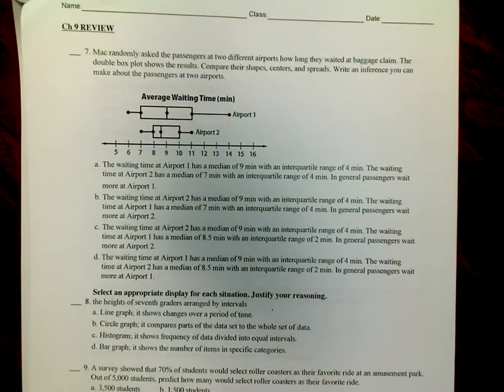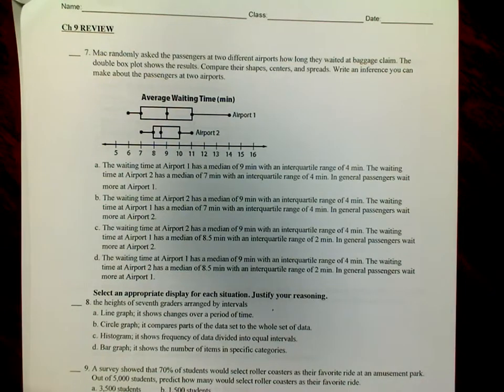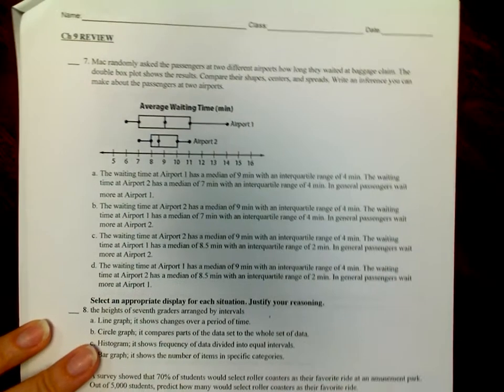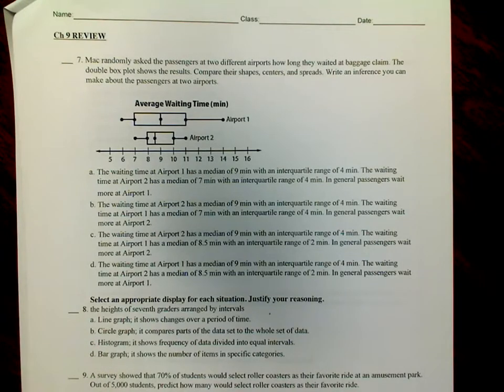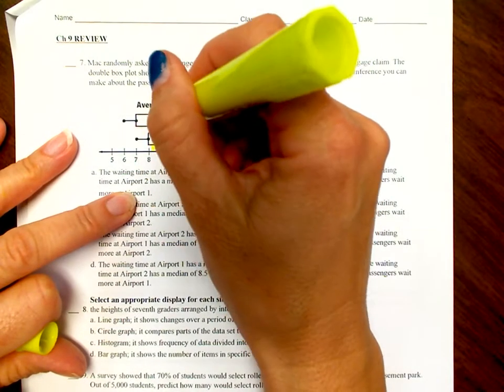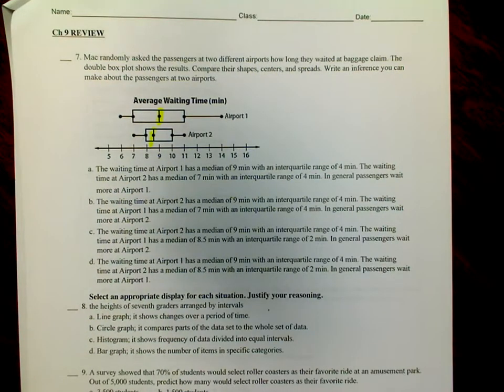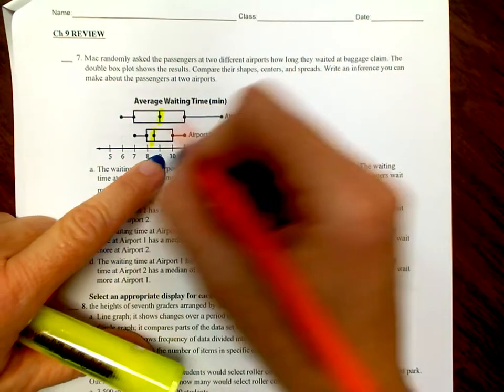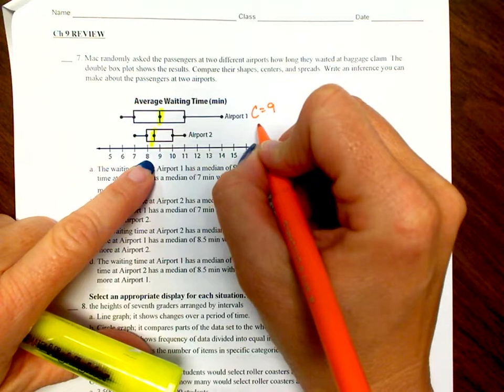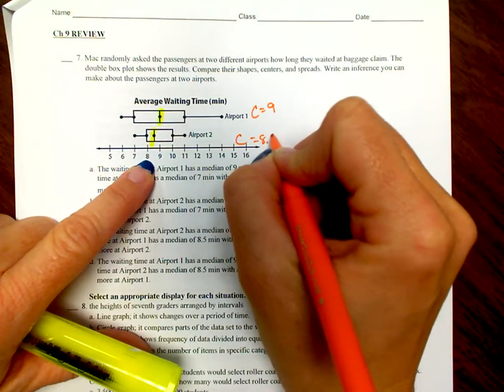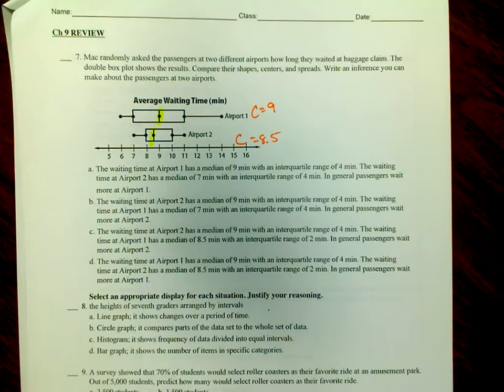Number 7. Mac randomly asked the passengers at 2 different airports how long they waited at baggage claim. The dot plot shows the results. Compare their shapes, centers, and spreads. Write an inference you can make about the passengers at the 2 airports. Okay, so highlight their centers. This is airport 1, this is airport 2. So this center equals 9. This center equaled 8.5. Okay, let's see if we need to know any more.